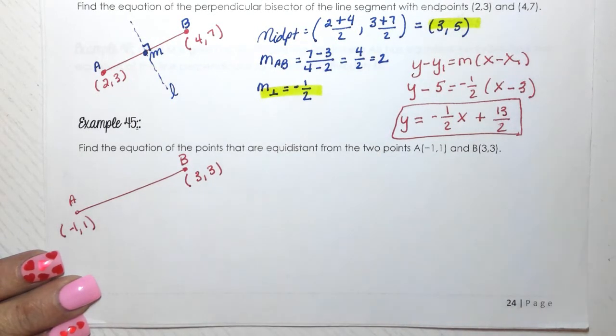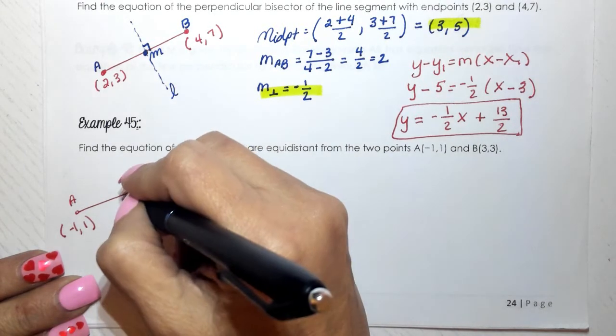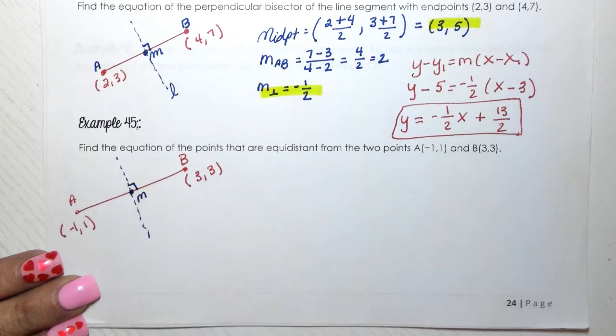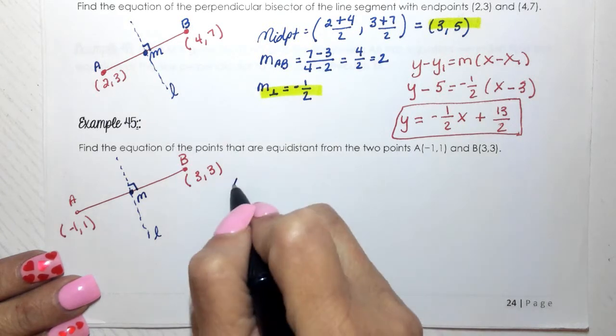If I'm going to find equidistance, I need to find this point here. I'm going to call it M. That is going to be the perpendicular bisector. I'm going to call that line L. All right, here we go. Let's find the midpoint.